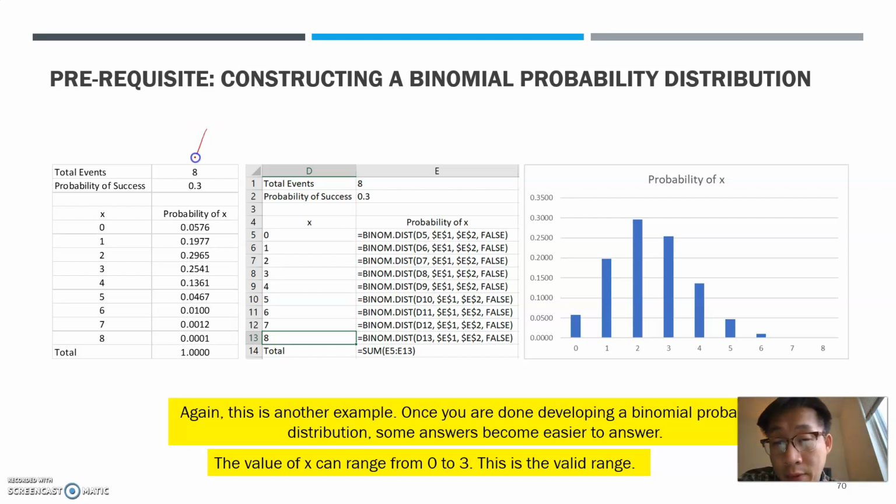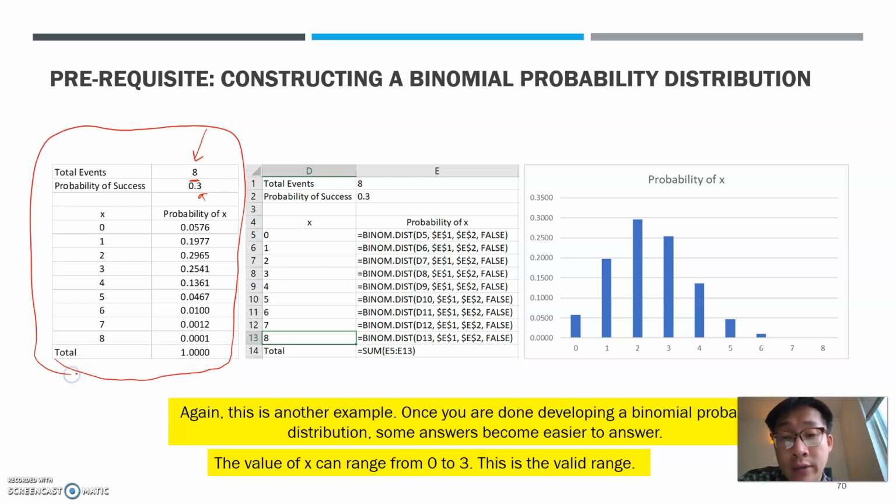This is a different example. In this case, you are considering 8 different events, each with a success chance of 30%. I have constructed the binomial probability distribution in its entirety for this exact case. So what does it tell you? Exactly 0 successes out of 8 events is this. Exactly 1 success out of 8 events is this. Exactly 2 successes out of 8 is this, and so forth. So you can enumerate all of them.